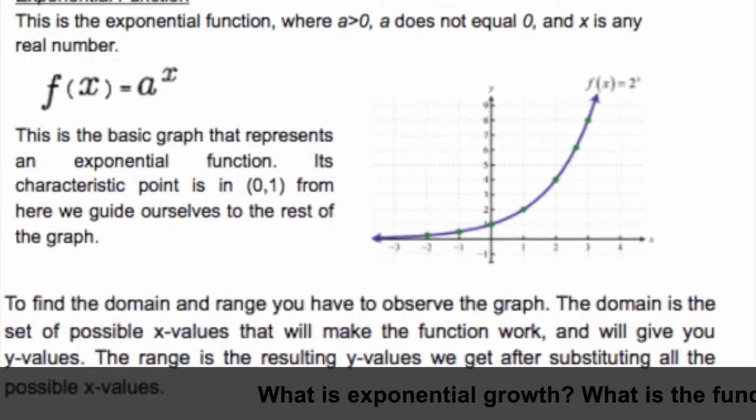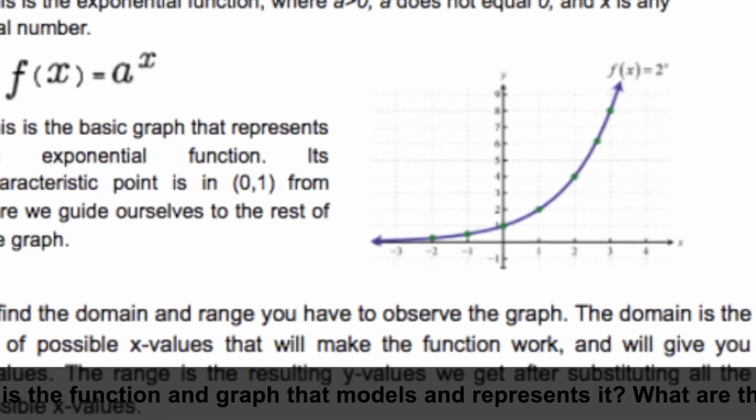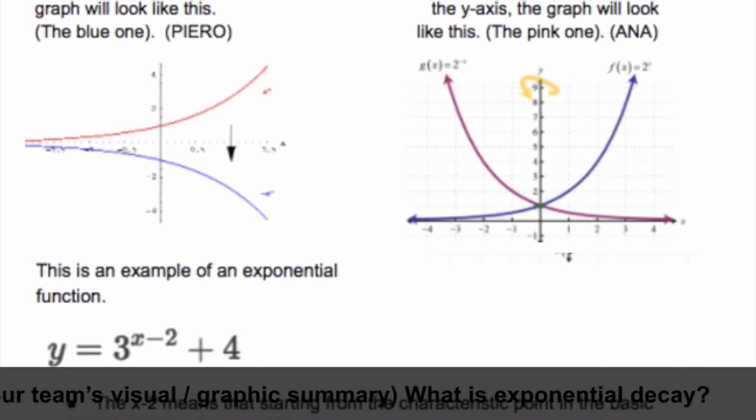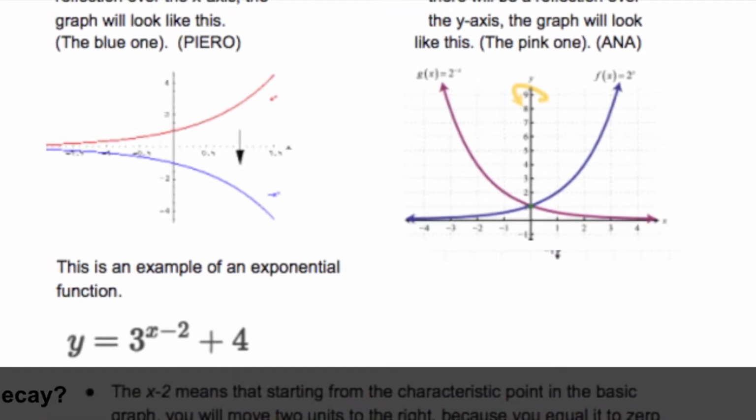Exponential growth is an increase in number or size at a constantly growing rate. Exponential decay describes the process of reducing an amount by a consistent percentage rate over a period of time.